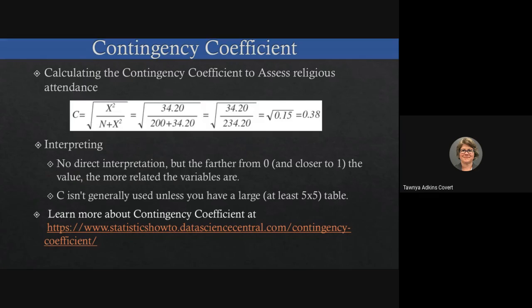Again, these are not standalone statistics. We might present phi without chi-square, but we would not present the contingency coefficient and some of these others without also incorporating chi-square into our reporting if we were reporting statistics. Again, you can't generally use it unless you have a large, at least a 5 by 5 table. That's not what I did in this example, but that's generally when it is most reliable and when the results are the most helpful. There is some more information at the statistics how-to page on the contingency coefficient and when it's used, and it runs through an example.